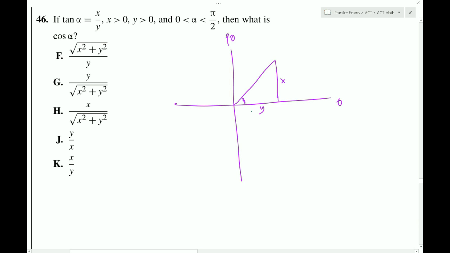Now, we're also looking for the cosine. So the cosine is adjacent over hypotenuse. So we need to figure out what the hypotenuse is. We could use the Pythagorean theorem. So let's call it h for hypotenuse. So h squared would equal x squared plus y squared. So we know then that if we solve that for h, we get h equaling the square root of x squared plus y squared. So let's plug that in for h.